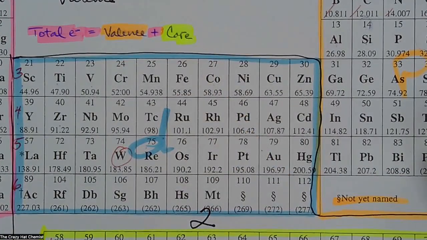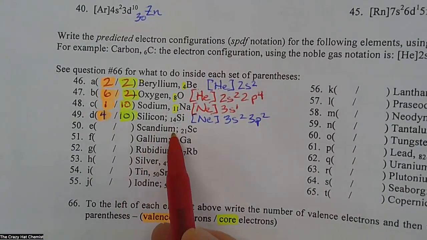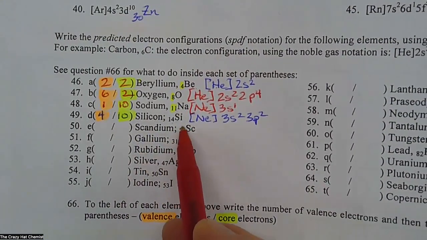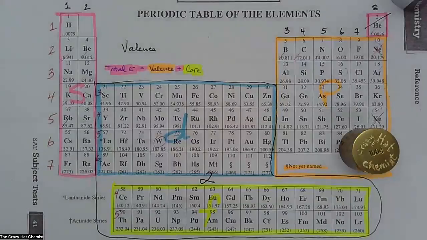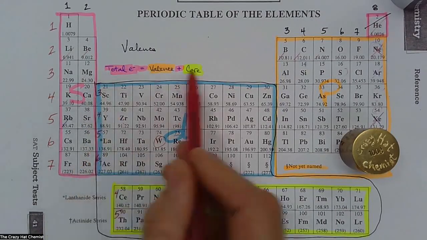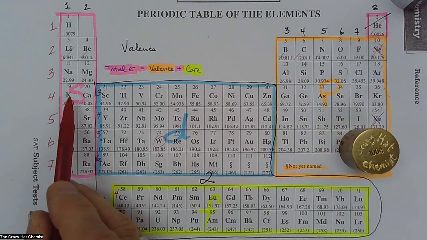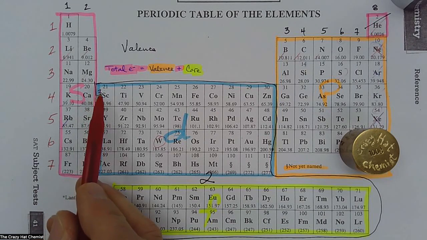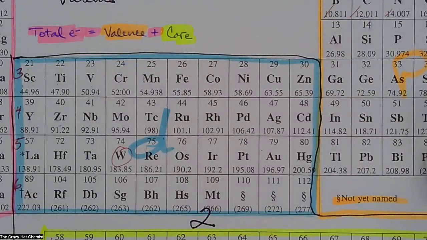All right. Perfect. Our next element that we're going to be doing is scandium. That is element number 21. So I'm going to look on my periodic table and I'm going to find element number 21. That's right here, scandium. I'm going to go up one period, slam it to the far right. That's going to be argon. And then it is a 4s2, 3d1. So I'll write that down for scandium.